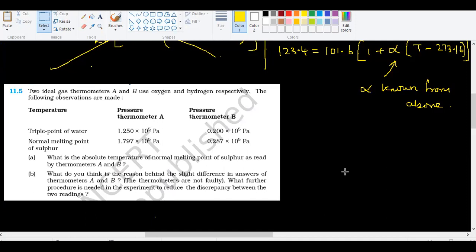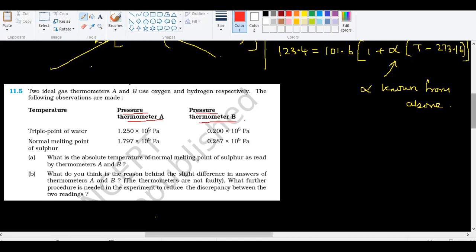Two ideal gas thermometers, A and B, use oxygen and hydrogen respectively. The following observations are made: pressure thermometer A, pressure thermometer B. Okay, what do you mean by pressure thermometer? As the temperature increases, the pressure will also increase. So if I'm able to measure the pressure, I can also tell the temperature by having some kind of a relationship, which we studied as Boyle's law, Gay-Lussac's pressure law. That's what we mean by pressure thermometer.